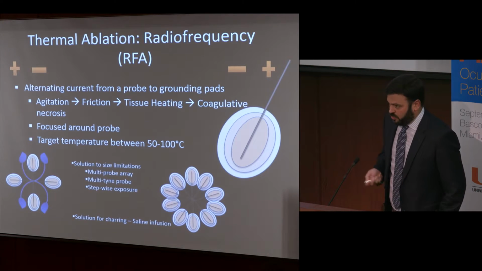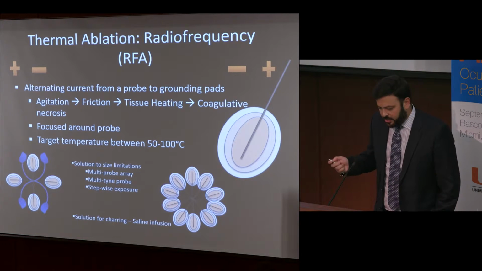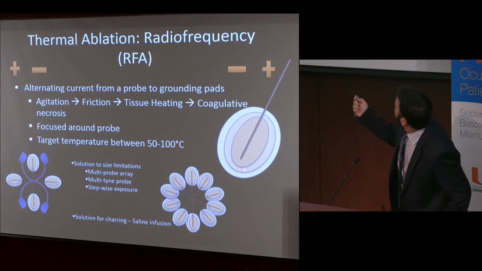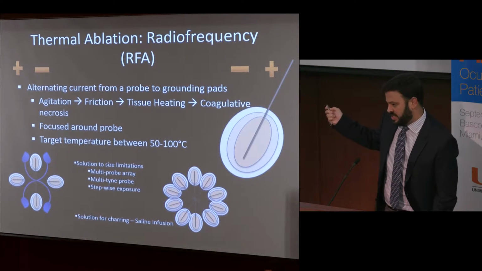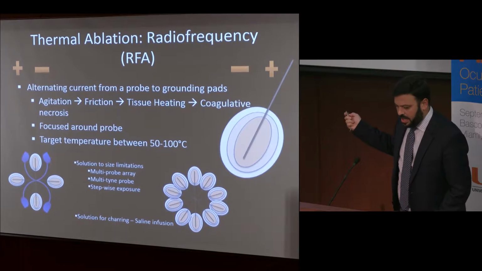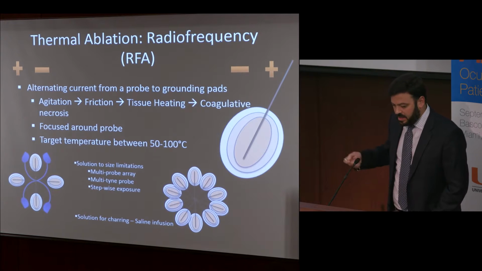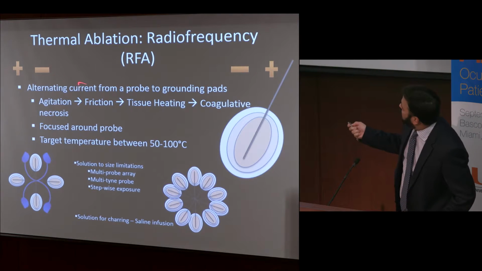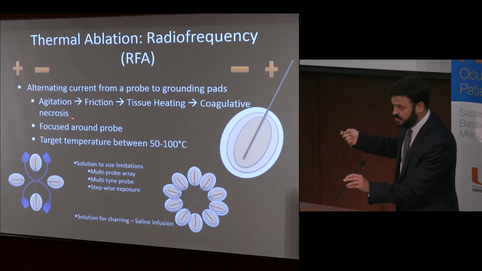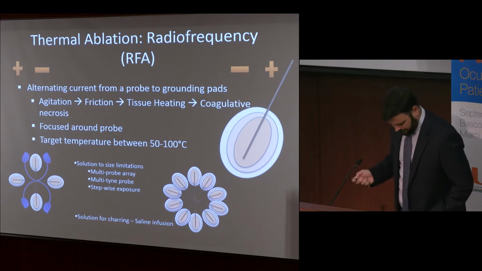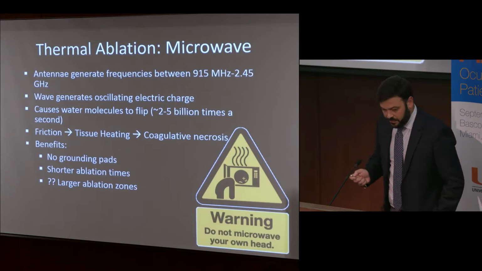Thermal ablation is the original technique, and basically what it is, is administering alternating currents between the probe that we place in the tumor and a pad that usually gets placed on the thigh of the patient. The alternating current between the probe and the thigh pad creates agitation, friction, tissue heating, and finally coagulative necrosis, basically tissue death of the tumor around the probe, when the temperatures reach between 50 and 100 degrees C.